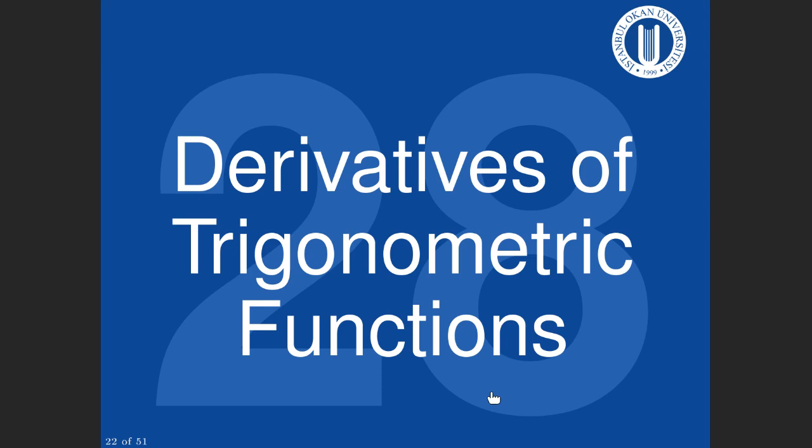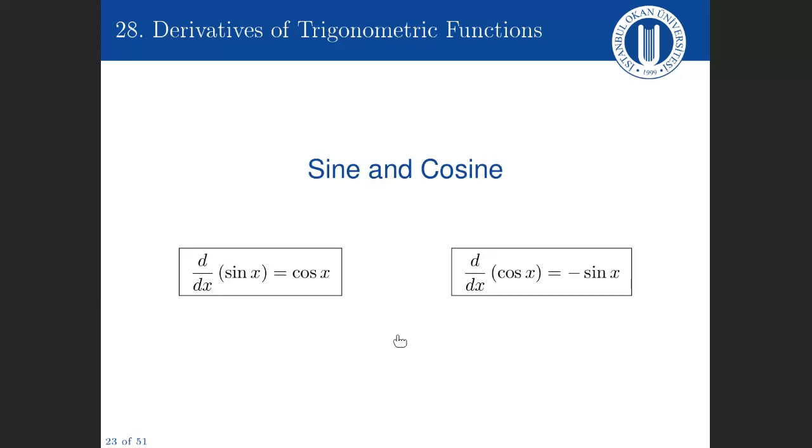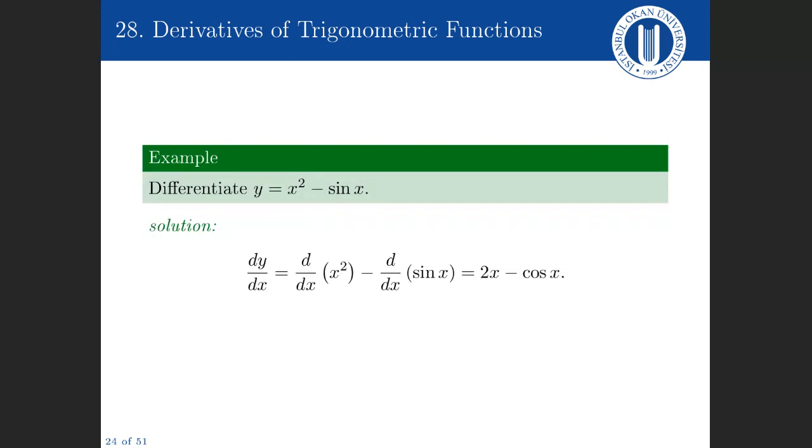The trigonometric functions, sine, cosine, etc. Two formulae to remember. The derivative of sine is cos, the derivative of cos is minus sine. For example, differentiate y is equal to x squared minus sine x. First, use the sum rule and constant multiple rule to separate this into two easy derivatives. The derivative of x squared is 2x, and the derivative of sine x is cos x. So the answer is just 2x minus cos x.